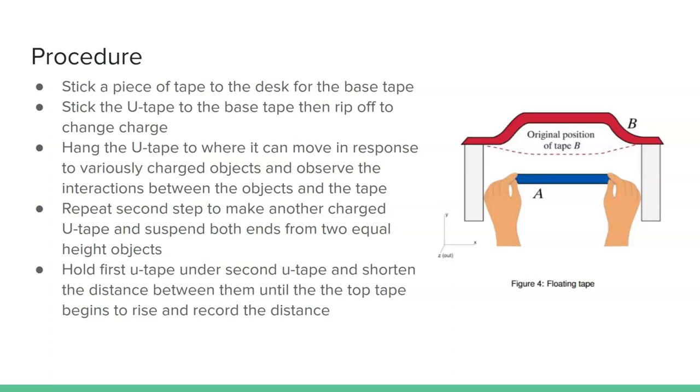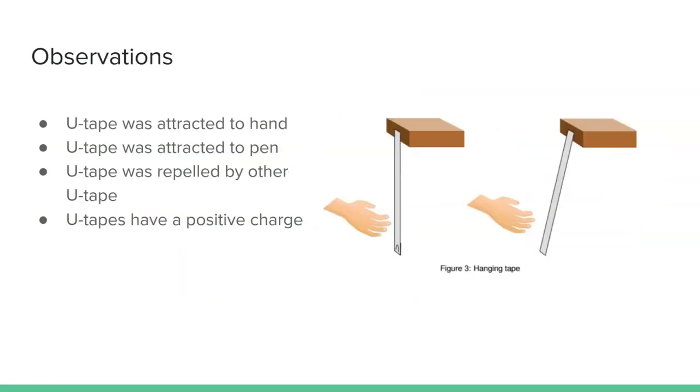Then I made another U-tape to hang from 2 equal height objects. And then I held the first U-tape under the second U-tape and slowly got closer to it until the top U-tape started to rise. And then I recorded the distance.